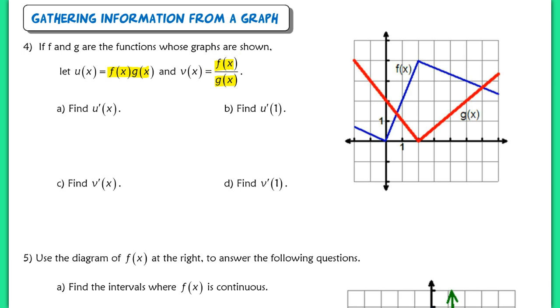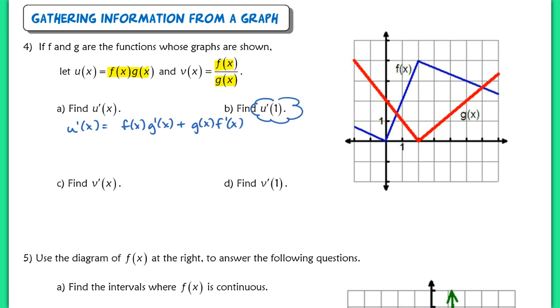So our very first problem asks us to find the derivative of u, and because u is a product, we can use the product rule here. So u prime of x is going to be the first, so f of x multiplied by the derivative of the second, g prime of x, plus g of x, the second, multiplied by the derivative of the first. So that's u prime of x, just in general terms. Now we can use that in order to find u prime of 1.